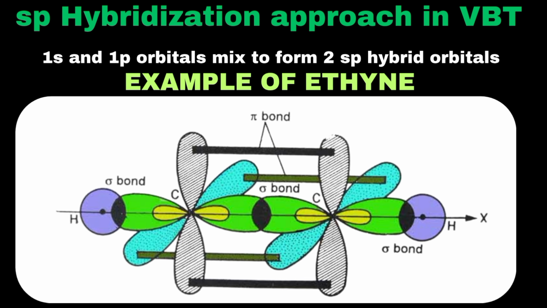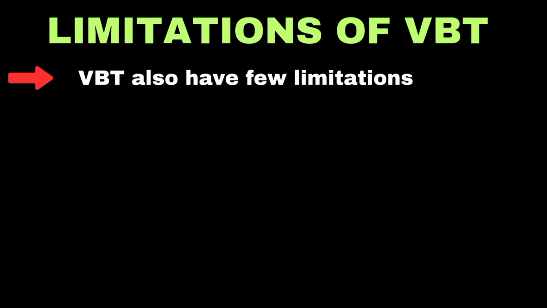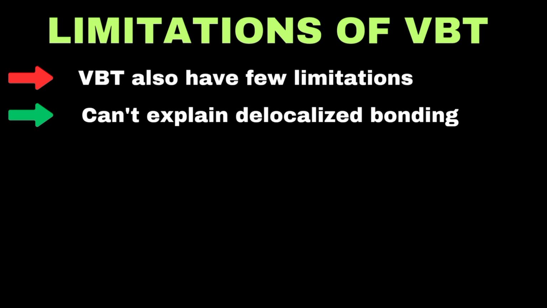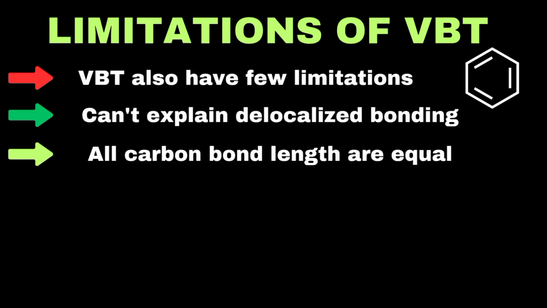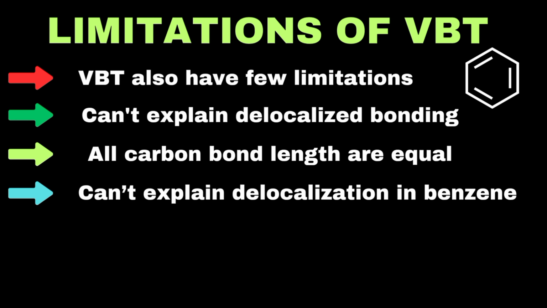Now let's discuss limitations of valence bond theory. It is useful for explaining how atoms form bonds, but it has some limitations. One major problem is that it does not explain delocalized bonding. For example, in benzene, the 6 carbon atoms form a ring with alternating single and double bonds. However, experiments show that all carbon-carbon bonds in benzene are actually equal in length, meaning the electrons are not fixed between 2 atoms, but are delocalized over the entire ring. VBT cannot properly describe this delocalization.